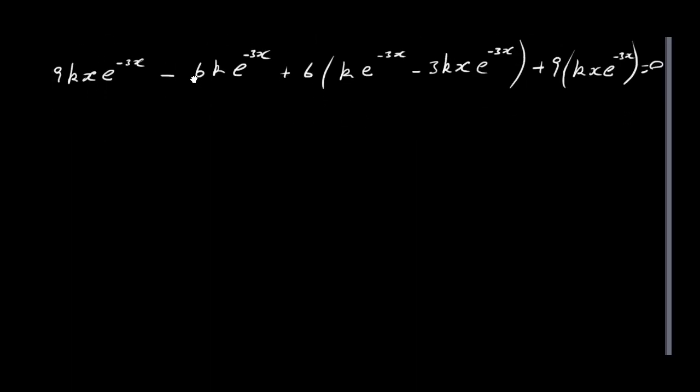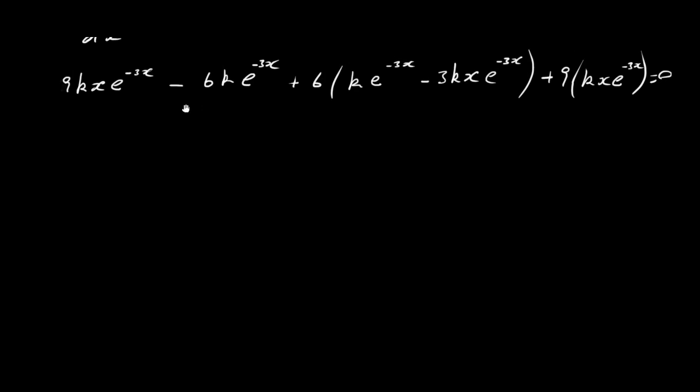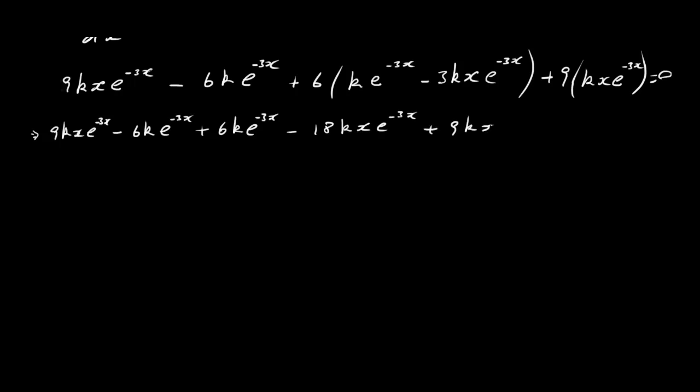So let's see, do we get 0 when we do all of this? Okay, so we have 9kx e to the power of minus 3x minus 6k e to the power of minus 3x plus 6k e to the power of minus 3x minus 18kx e to the power of minus 3x plus 9kx e to the power of minus 3x, all equal to 0. Okay, let's see what we can get rid of here.